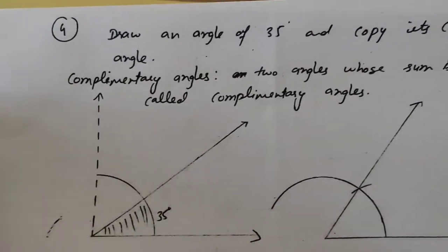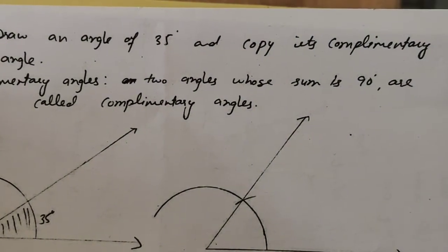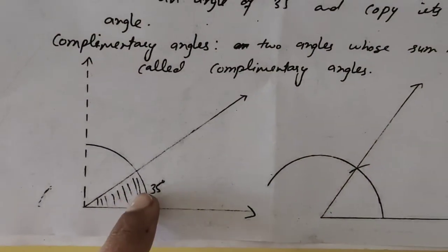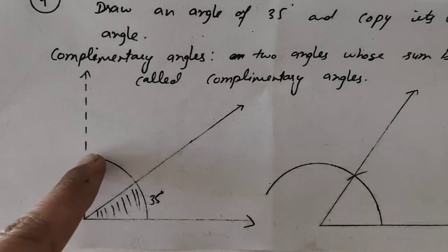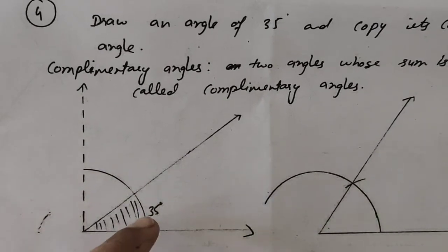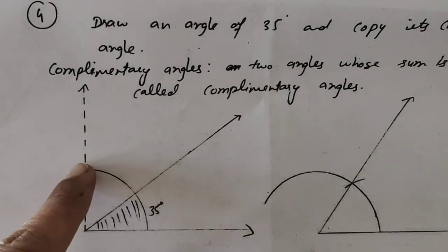You know what it means, complementary angles? You can just read the definition as well. Two angles whose sum is 90 degree are called complementary angles. So what is the complementary angle of 35 degree? The next angle to it. Okay, this angle is the complementary angle of 35 degree, which makes it 90 degree. So we need to draw it separately.